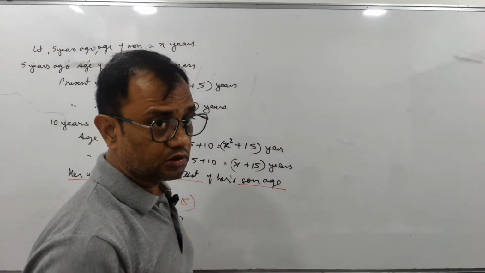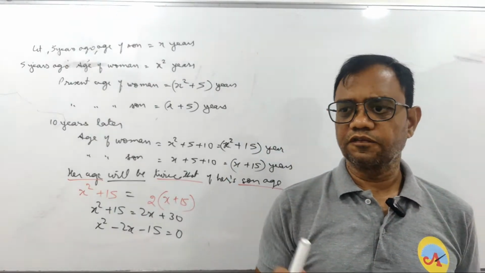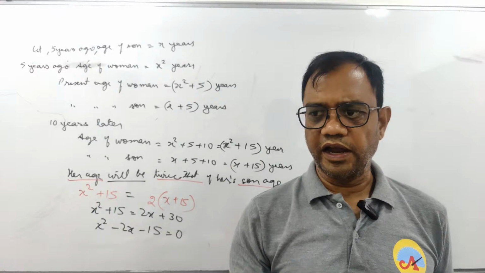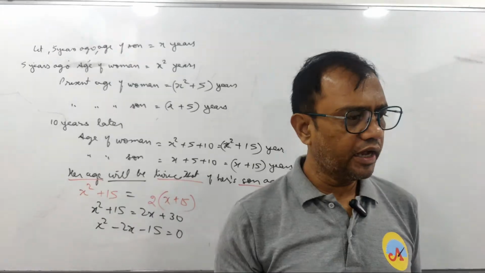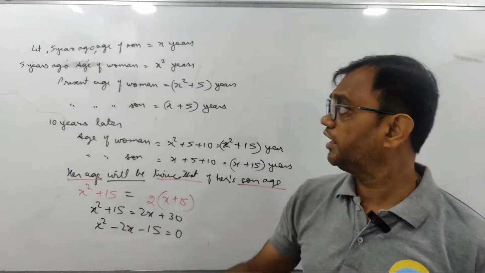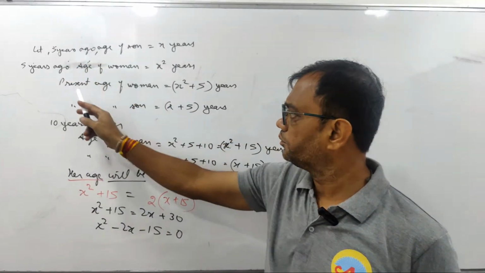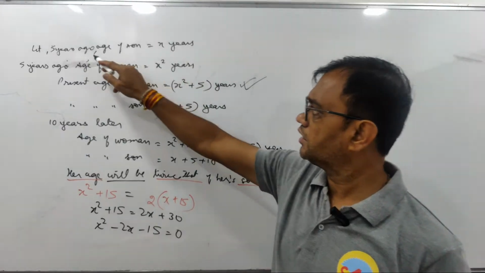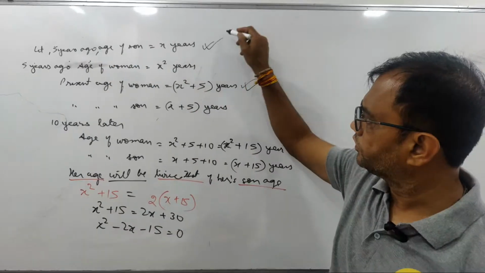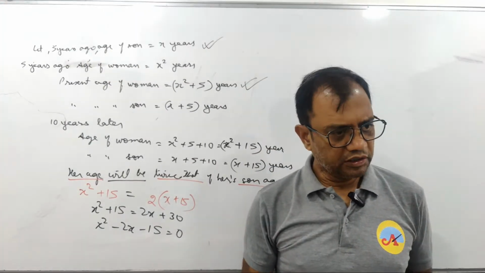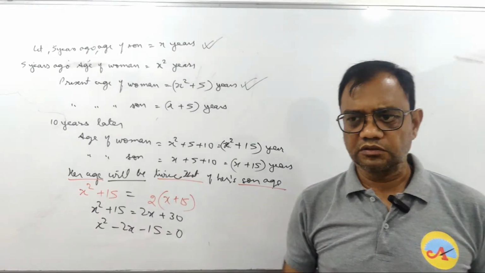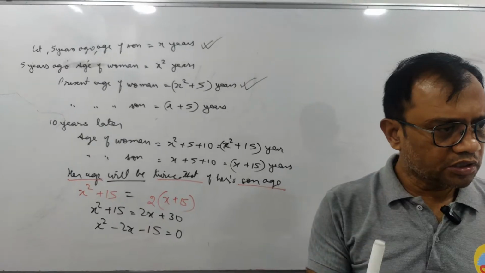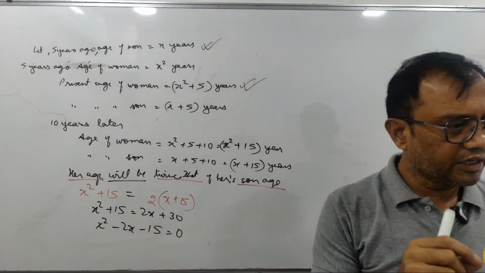So it's important that you read the question and find out what is being asked. Here it is asked: find the present age of the woman and her son's age 5 years ago. So you have to find the present age of the woman, which means you have to find this value, and her son's age 5 years ago means you have to find this. So read the question, whatever is asked. Don't leave the question after finding x.